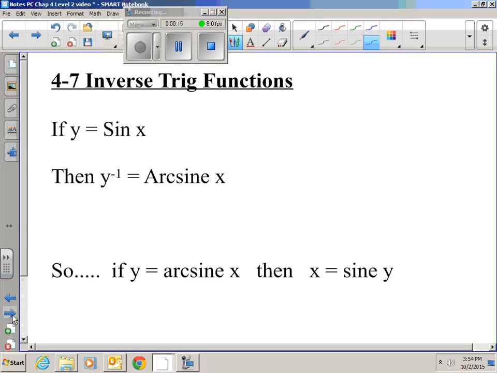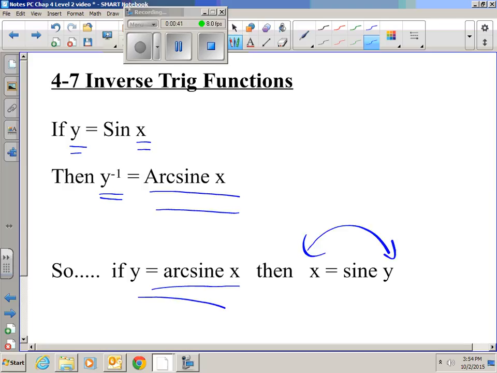As we know, inverse functions are the undoing functions. They undo what was done. So if the original function is y equals sine x, with x being an angle and y being a ratio, the inverse of y, written y to the -1, we call the arcsine x or inverse sine x. So if y equals arcsine x, notice that we've switched the x and the y's.